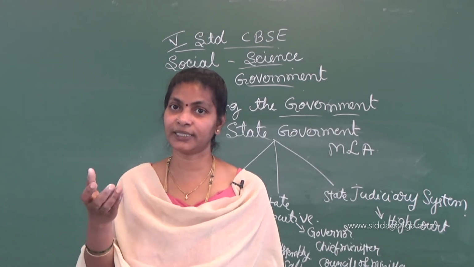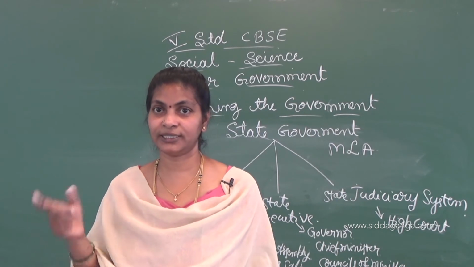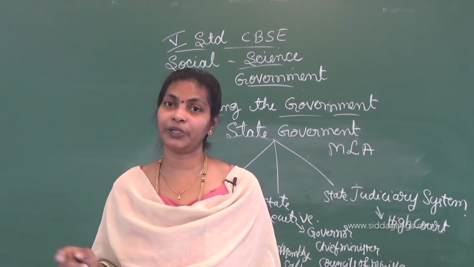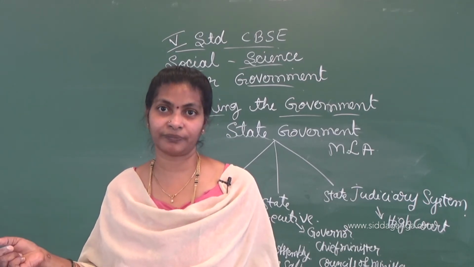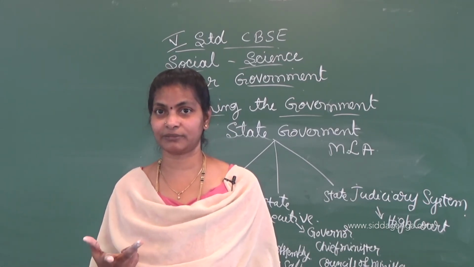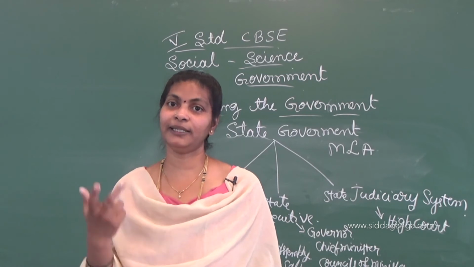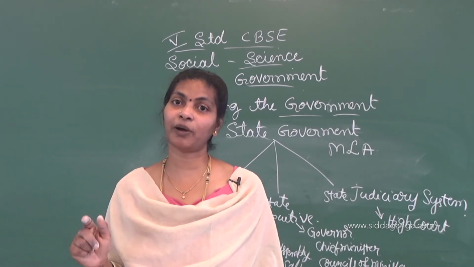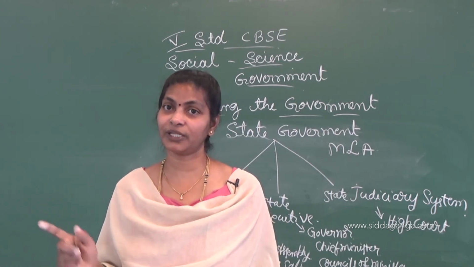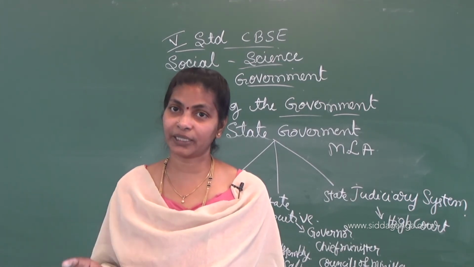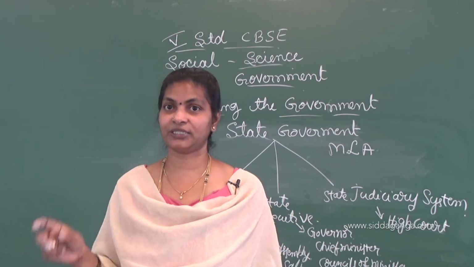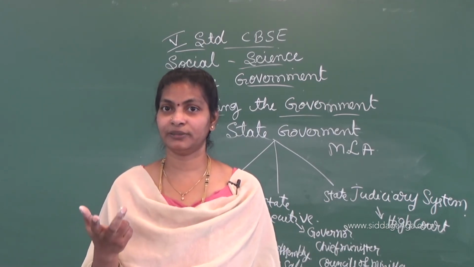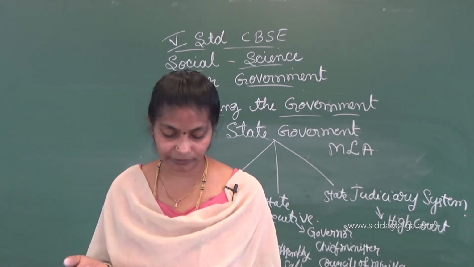In this way, the chief minister and other ministers were appointed by the governor. They are the elected members. The people directly elect these members. So the leader of the majority party becomes the chief minister of that state. In this way, the state government was formed here.